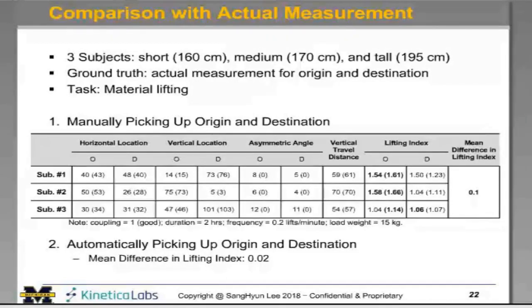But when practitioners actually use this NIOSH lifting equation in the field, in many cases they don't actually measure the parameters at the origin and destination. They just guess, and sometimes they just infer from the object height and so on. So this is what we are getting when you manually pick the origin and destination. And when we automatically pick the origin and destination, the mean difference in lifting index is 0.02, but this difference doesn't really show accuracy. It just shows the difference between the lifting index we automatically pick and the actual lifting index.